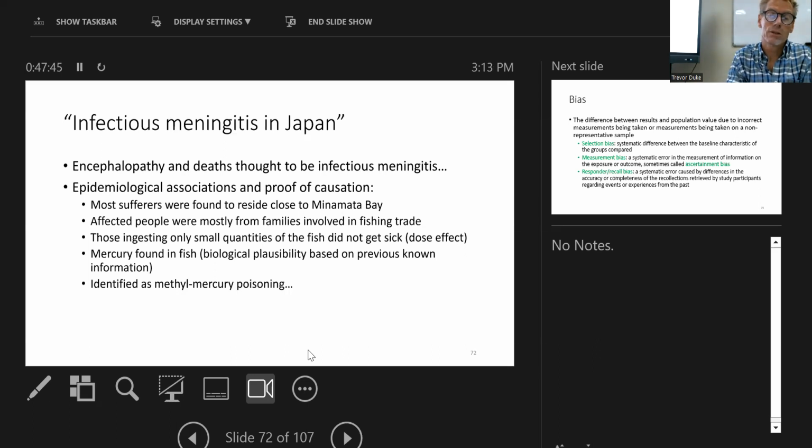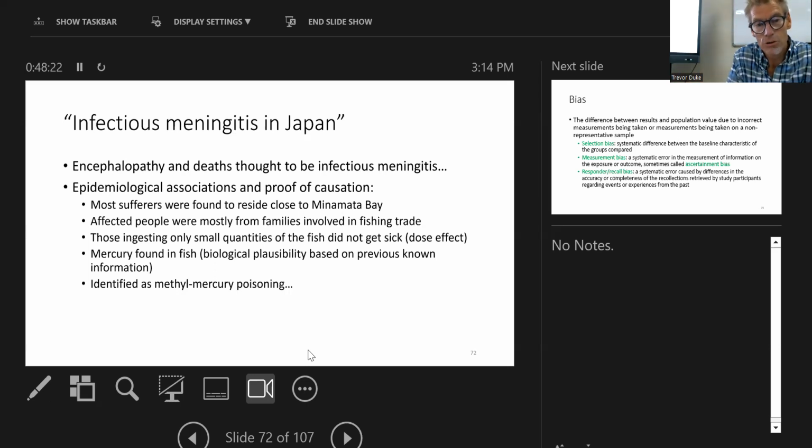They were getting severe encephalopathy and dying, and they're mostly adults. And a case control study was done of this population. They looked at those who had this encephalopathy and had died, and they looked at people who hadn't. They found, firstly, that there was a cluster around this place called Minamata Bay. They were mostly families involved in the fishing trade. Those who didn't get this were almost all not involved in the fishing trade.